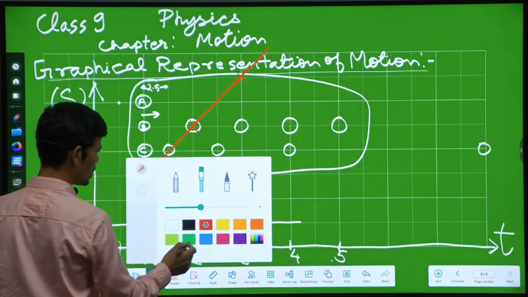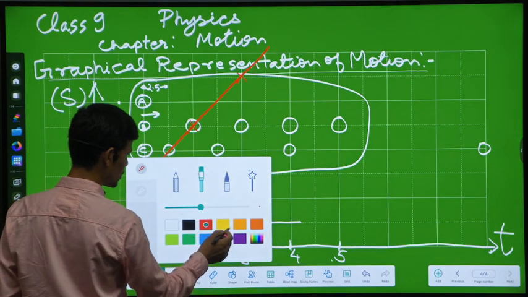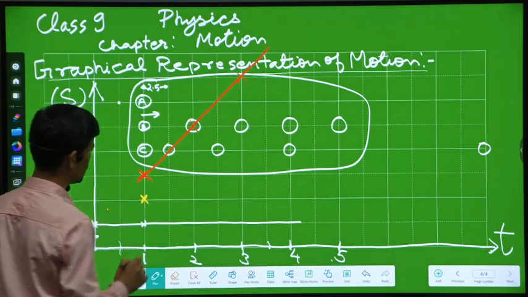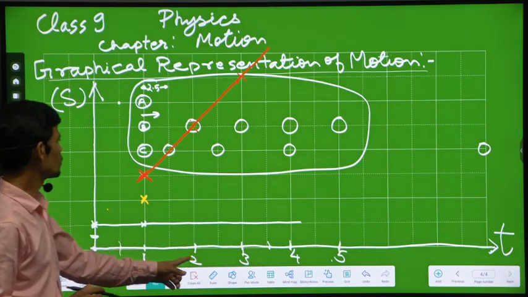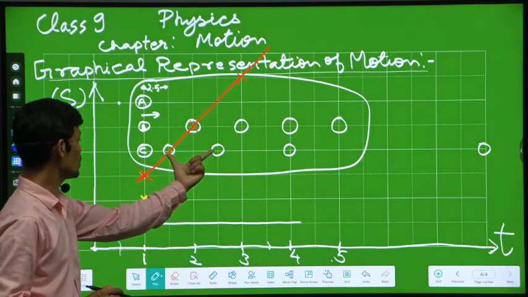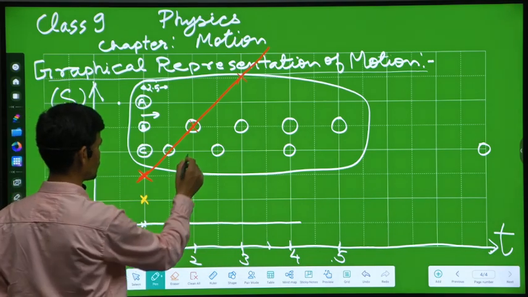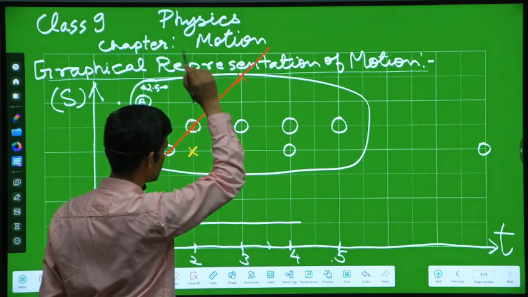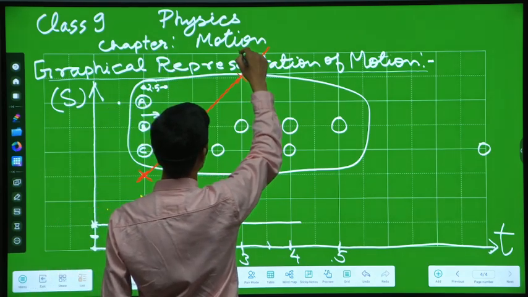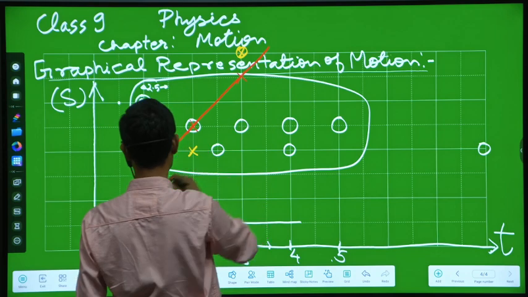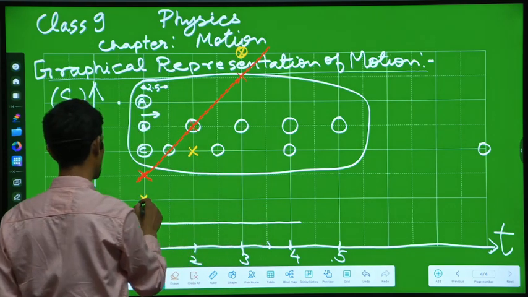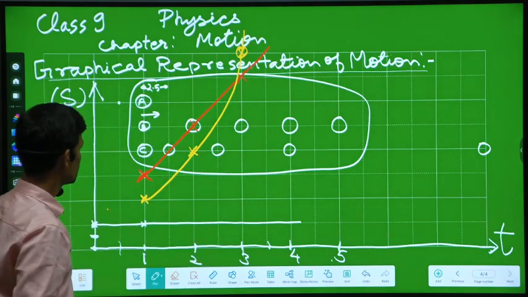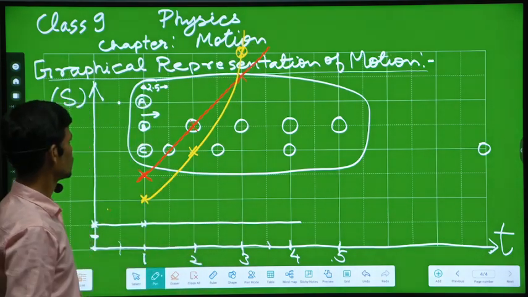I will change the color again. This one will be fine, I guess. It is here. After 2 seconds it has traveled a longer distance, somewhere here. After 3 it is out of scale, I guess, somewhere here. So its graph goes like this. It's not slant.